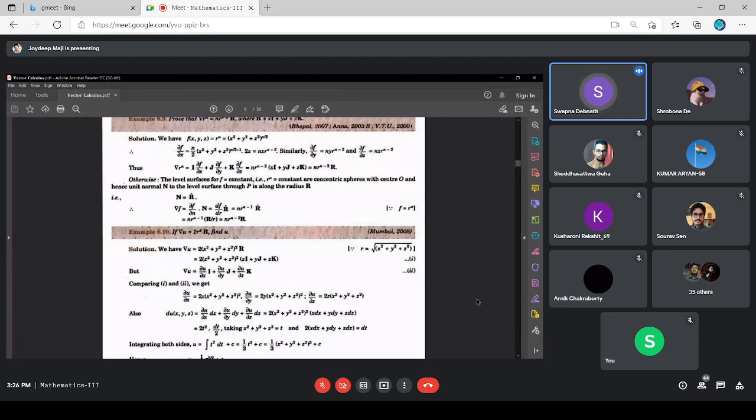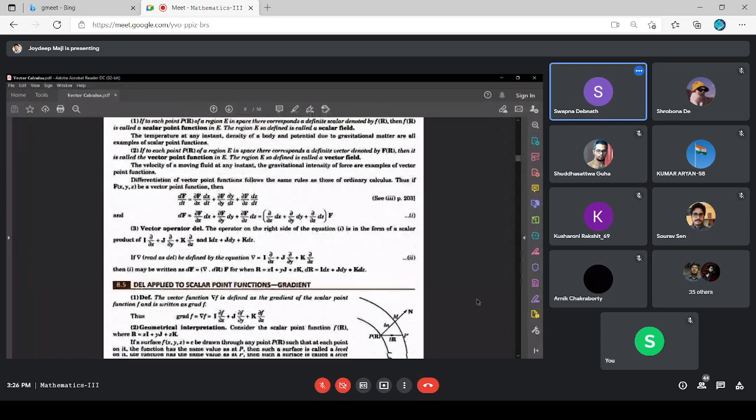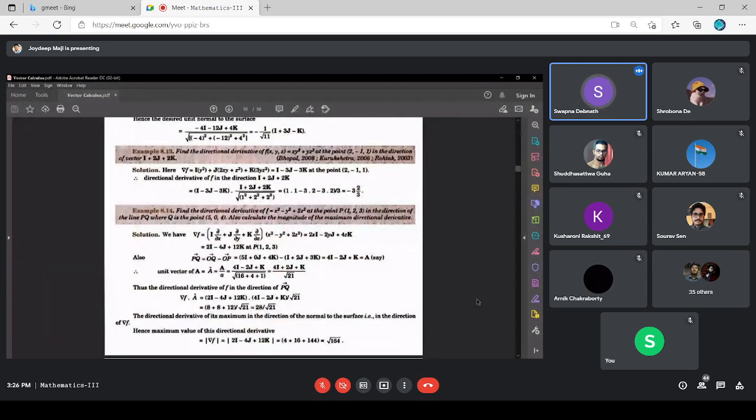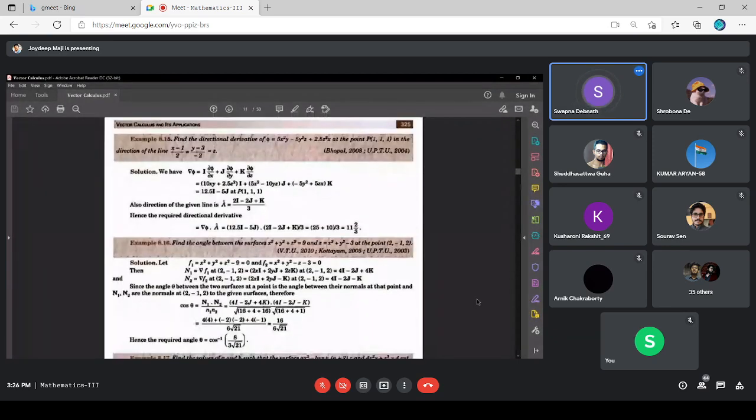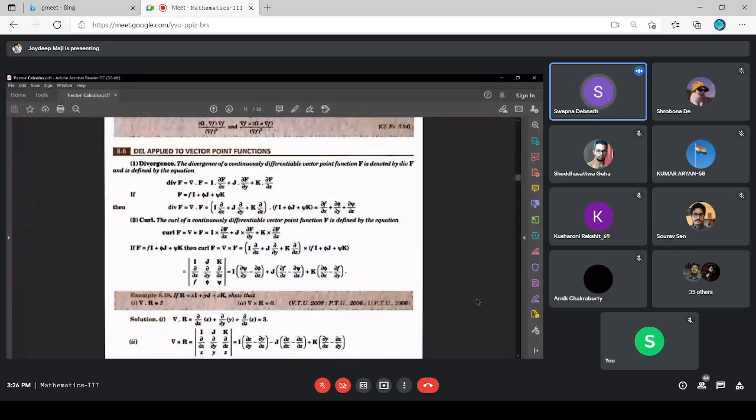Now come to 8.6, del applied to vector point function. All these problems were del applied to scalar functions. Now 8.6 gives del applied to vector point functions. Del is a differential operator. We have seen how this differential operator operates on a scalar function. Now we will see how this operator operates on a vector point function.